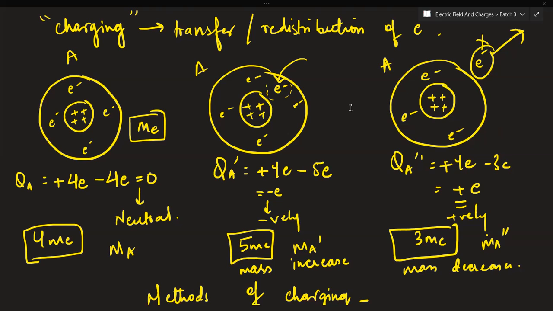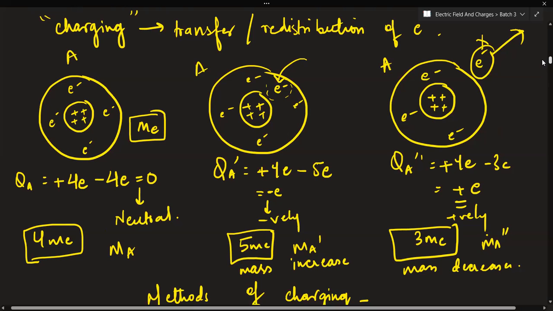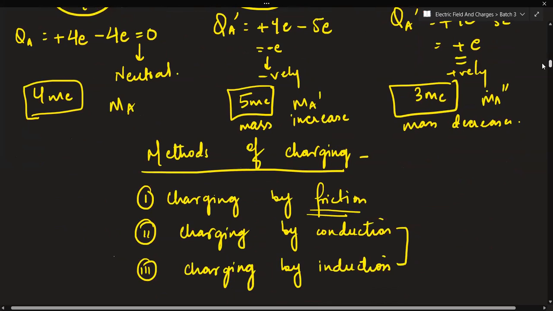Now see, there are various methods of charging. This transfer of electrons from a positively charged body to a negatively charged body is known as charging also. You call this transfer of electrons charging. So there are 3 major methods to perform this process of charging. One is charging by induction, another is charging by conduction, and the third is charging by friction.